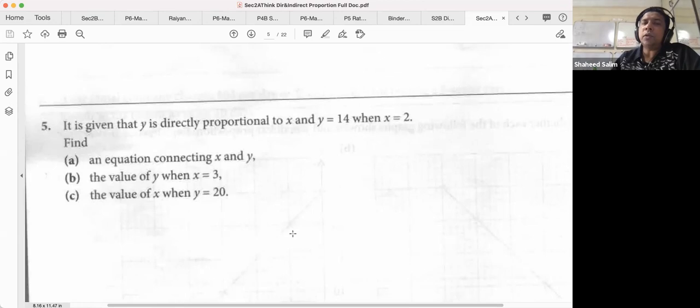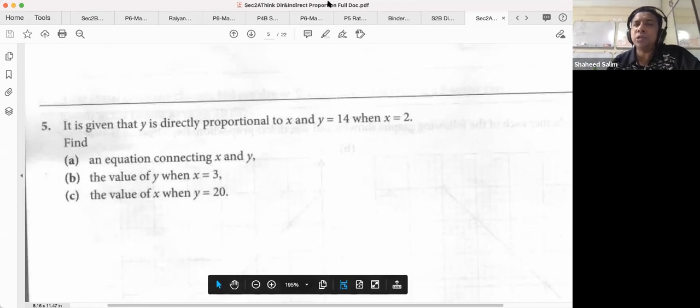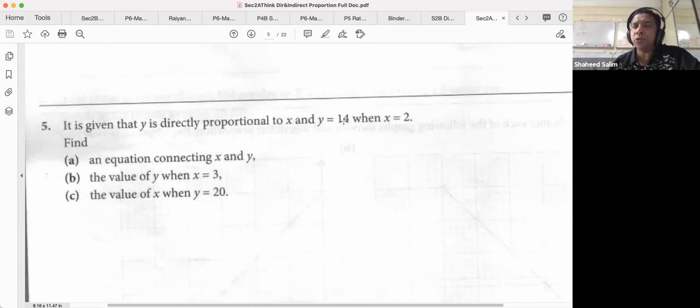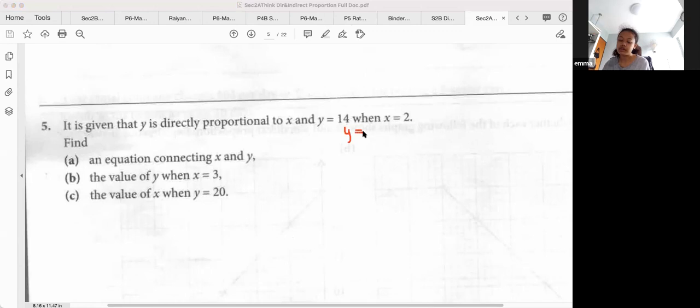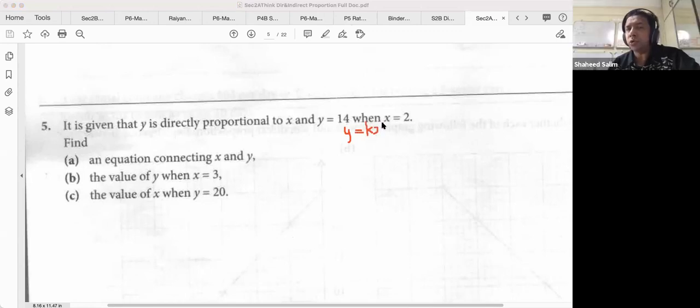Okay. So now you tell me what's the generic, meaning the general equation for direct proportion. Y equals to kx. This is direct proportion. Okay, so now they give you the value of y. They give you the value of x. You can find the value of k. The first thing you need to do is to find the value of k. Can you find the value of k?